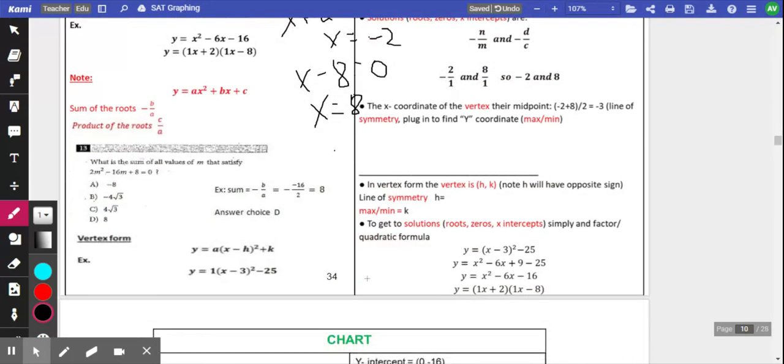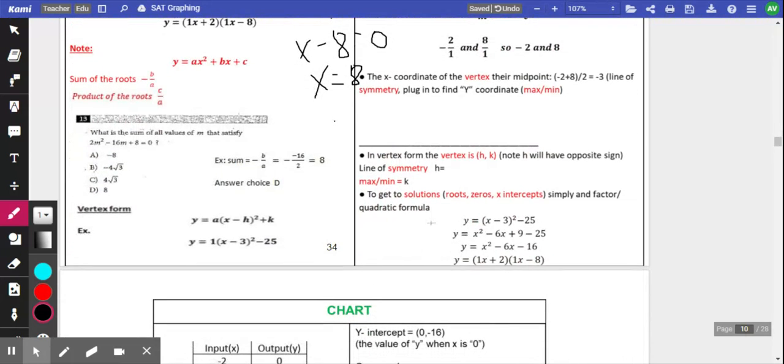Vertex form is when you factor something that looks like this. Sorry, I'm not really fond of this example over here. So vertex form is in this form right here. Your vertex on this one would be 3, negative 25.